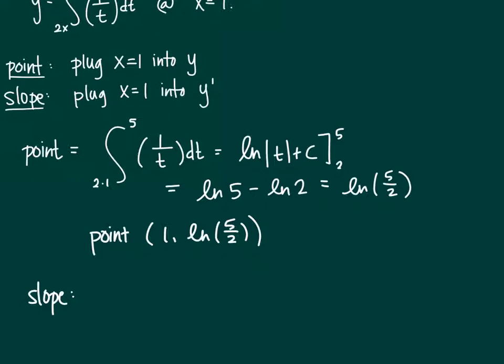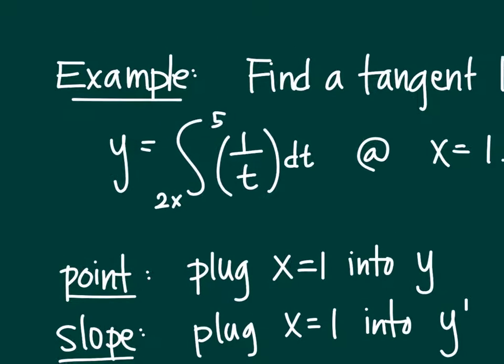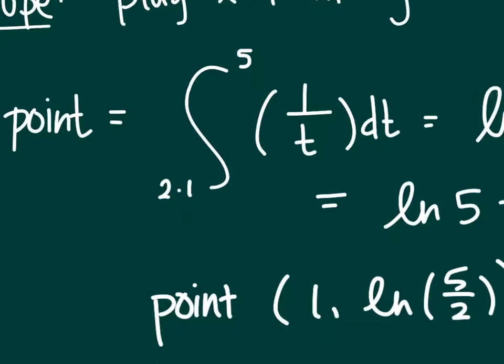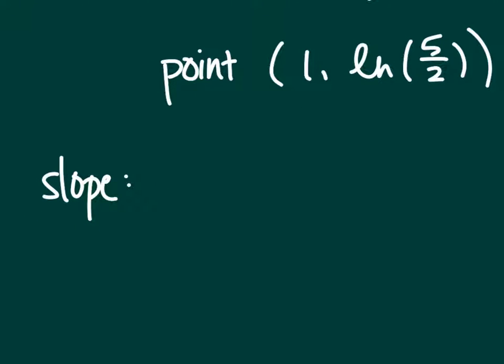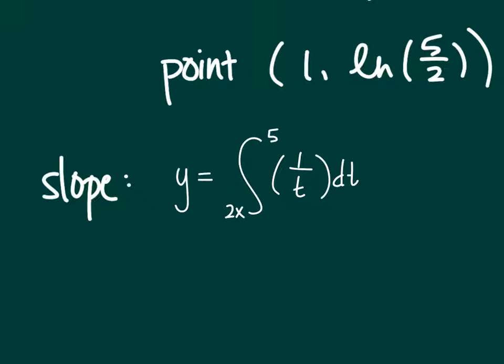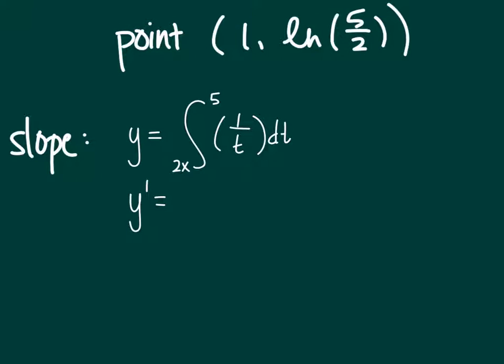I need to look back at what I had for y, which was this. I need to find the y prime first, which means getting rid of the integral. I'm going to rewrite it right here so we have it to work with: the integral from 2x to 5 of 1 over t dt. Y prime means getting rid of that integral. So if I get rid of the integral, I'm going to put a double line through that to show I'm getting rid of it.